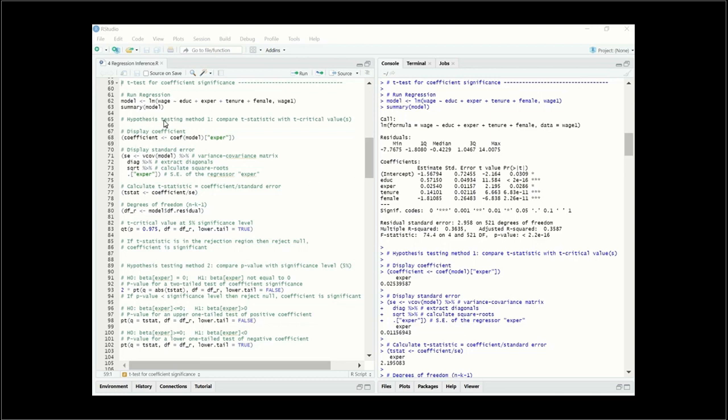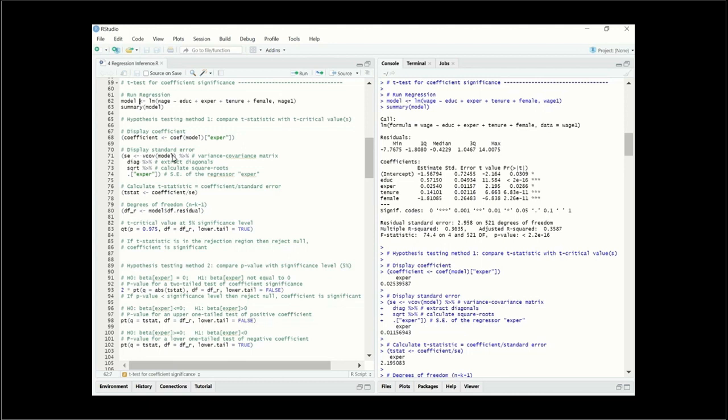The first hypothesis testing method would be to compare the t-statistic with the t-critical values. In order to do that, let's first go ahead and display the coefficient. And we would be doing this by using coefficients. This is the model that we estimated from before. That's the summary. And then we're going to be picking up the coefficient from this model above on experience. So basically, we're going to be picking up this coefficient here. And we're going to assign this as a variable called coefficient.